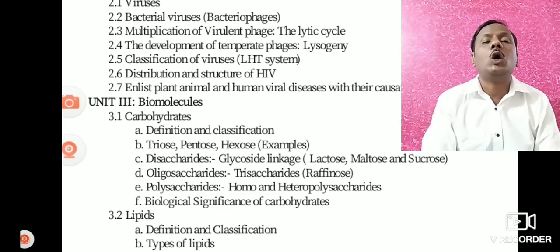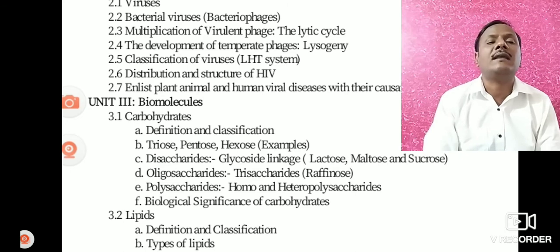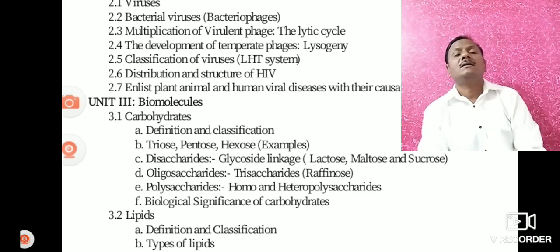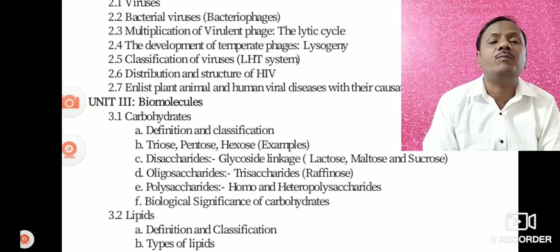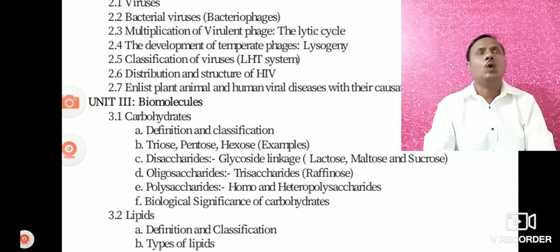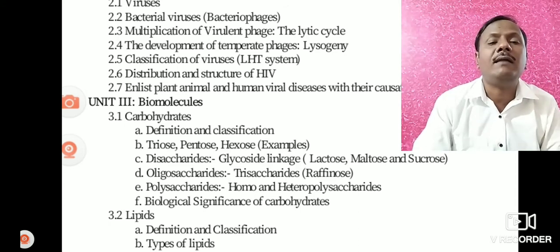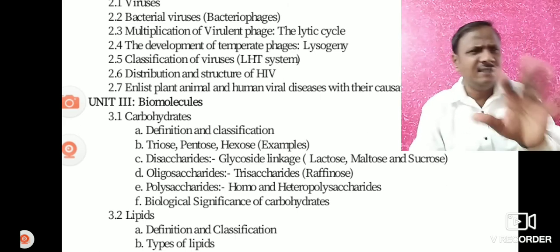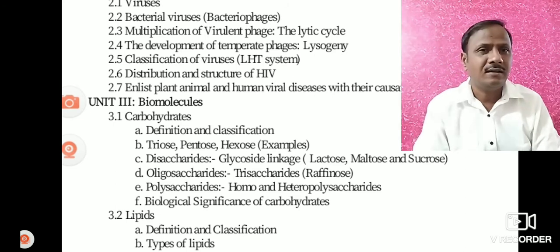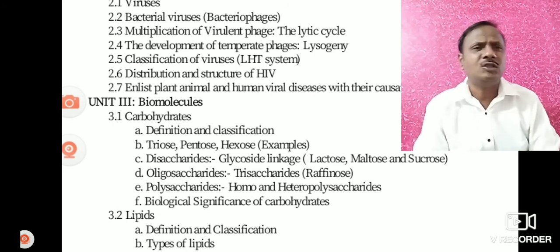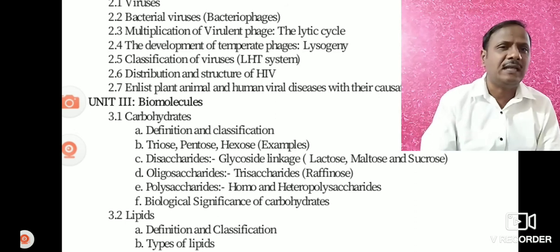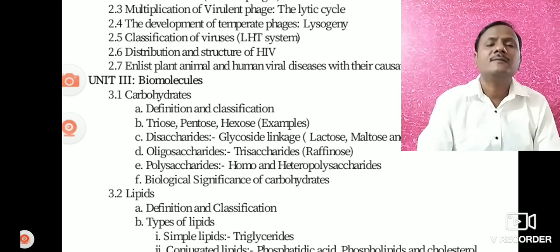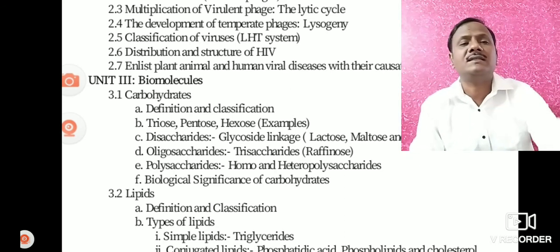Apart from that, we'll see the oligosaccharides. Oligo means trisaccharides. One example is raffinose. And after that, the last type of carbohydrates, the polysaccharides. There are two types of polysaccharides, homopolysaccharides and heteropolysaccharides. And last, the biological significance of carbohydrates. All these points were covered briefly in the 12th class, but in this BSc first year we'll see details about all these things.